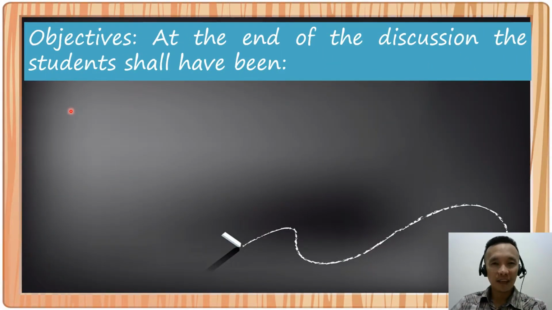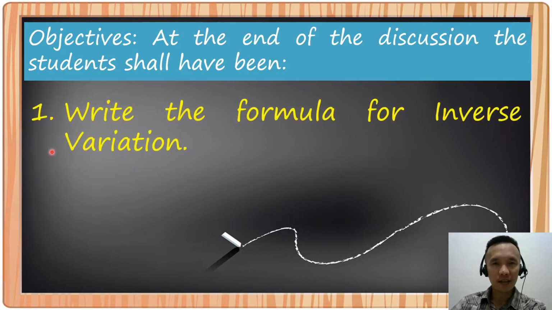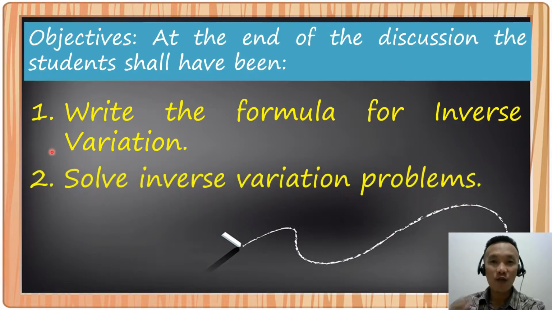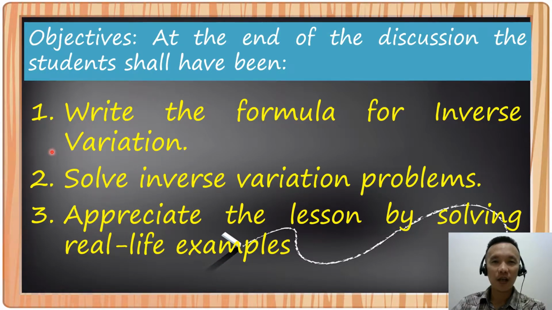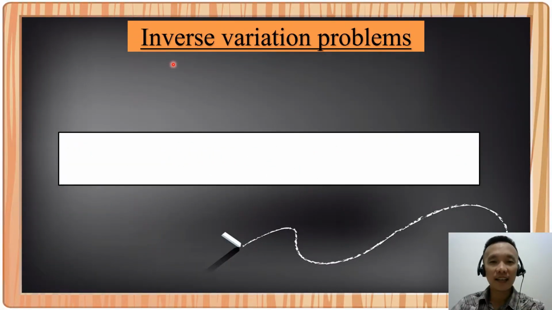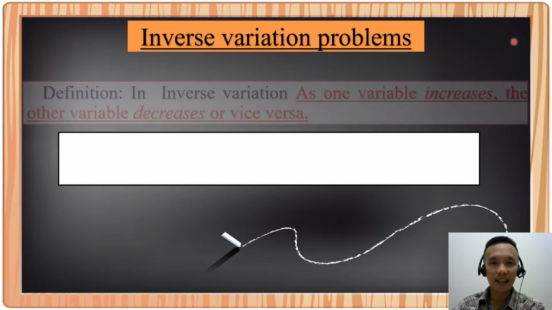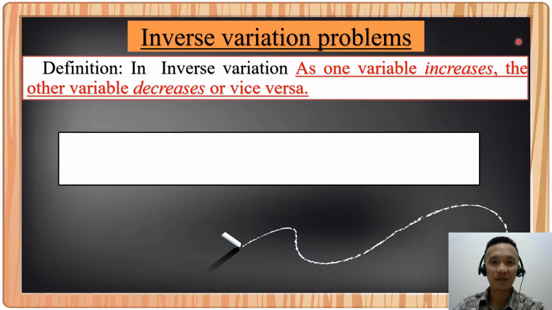So our objectives will be the following. First, we are going to write our formula. Second, we are going to solve problems involving inverse variation. And third, we are going to apply inverse variation in our real life situations. So now let us discuss inverse variation problems. But first, let us define what inverse variation is.